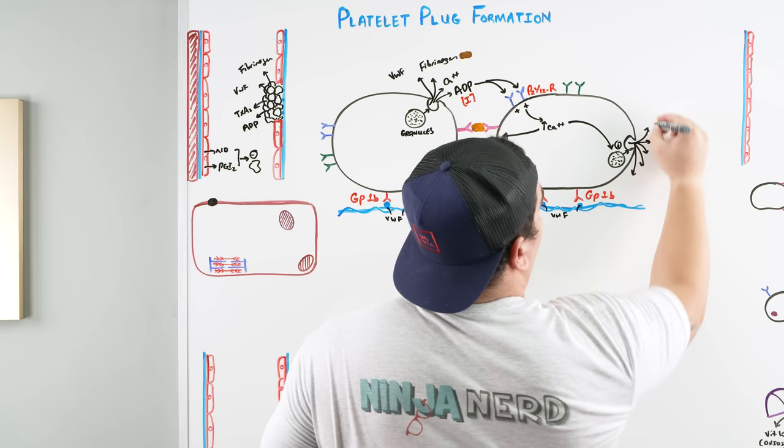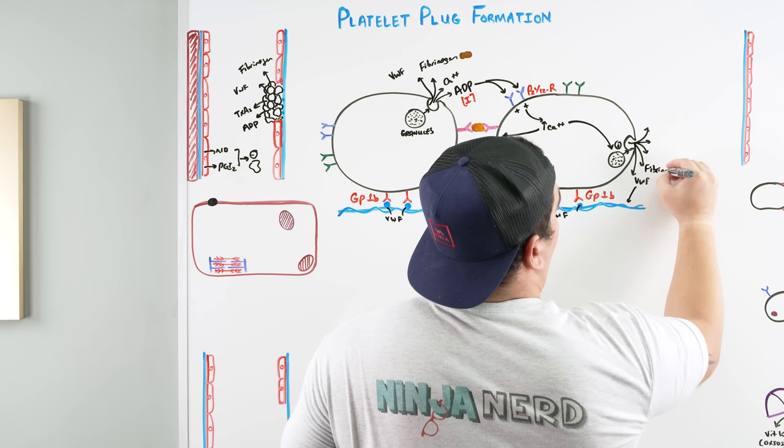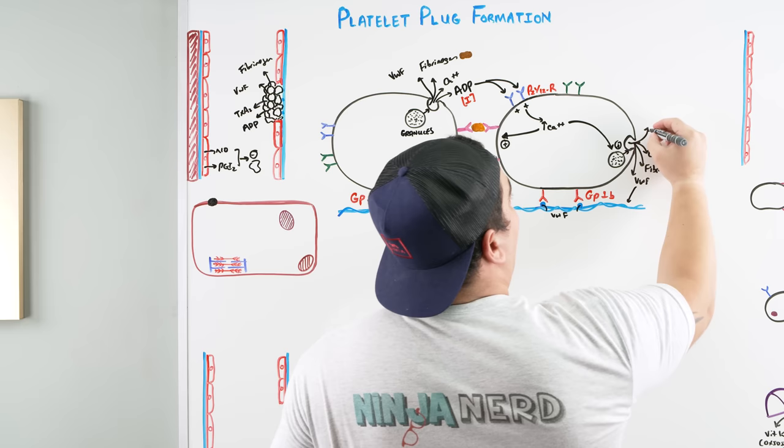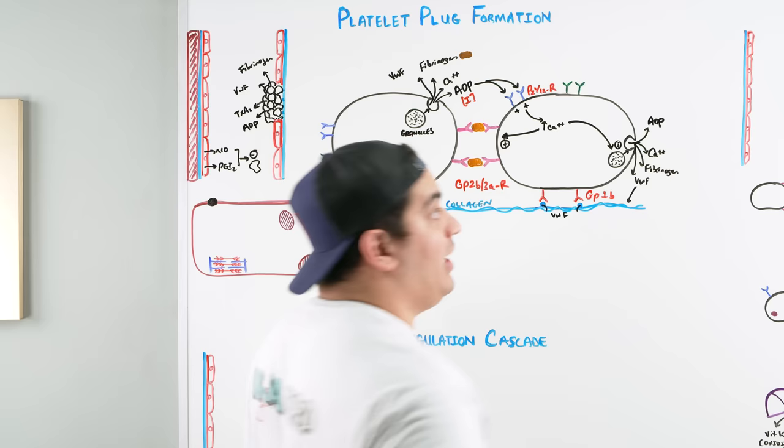Release more fibrinogen so that we have more bridging connections between platelets, release more calcium so that we have more things necessary for the coagulation cascade, and then release more ADP so that you can stimulate other platelets to come nearby, come to the area of the injury, become activated, and then connect with them. Isn't that cool?